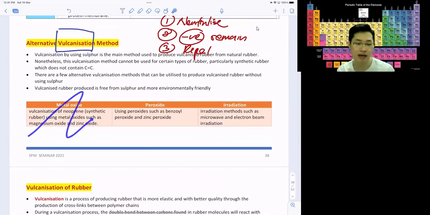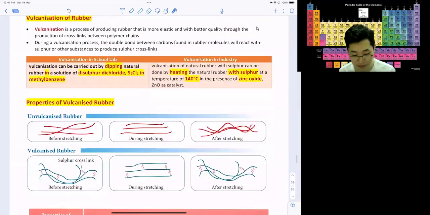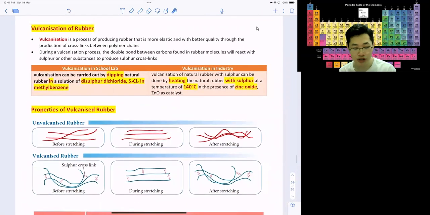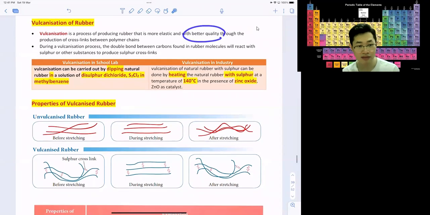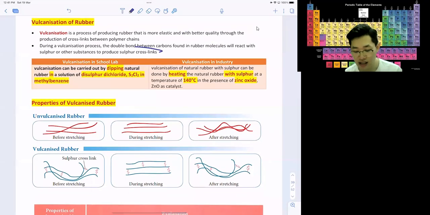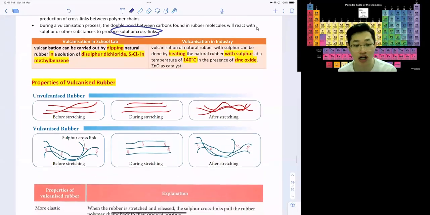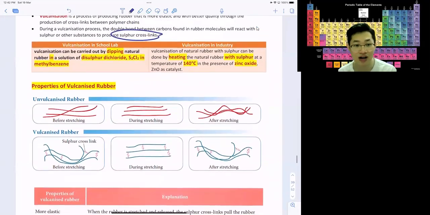Then this vulcanization method, I don't think it's important. But what you have to know is, when a rubber goes through the vulcanization process, it gets a better quality. Well, how come it has a better quality? Everything is because of the sulfur crosslink.